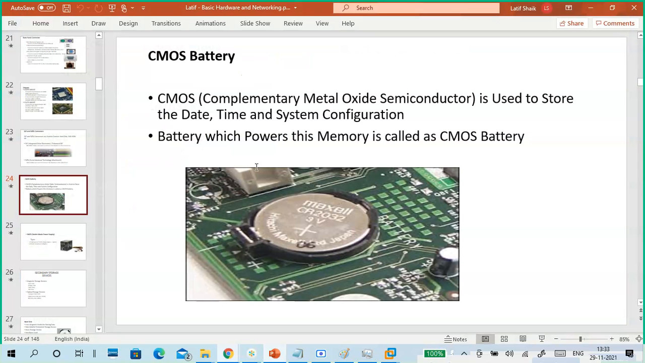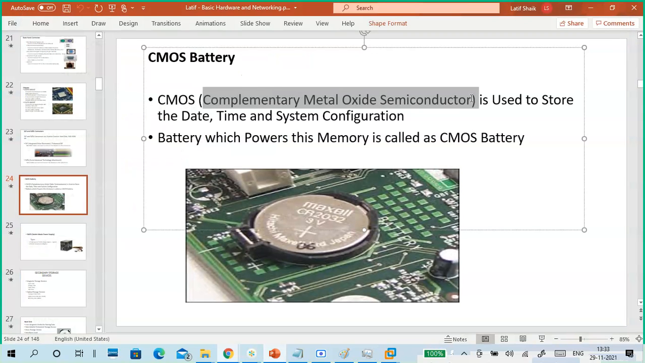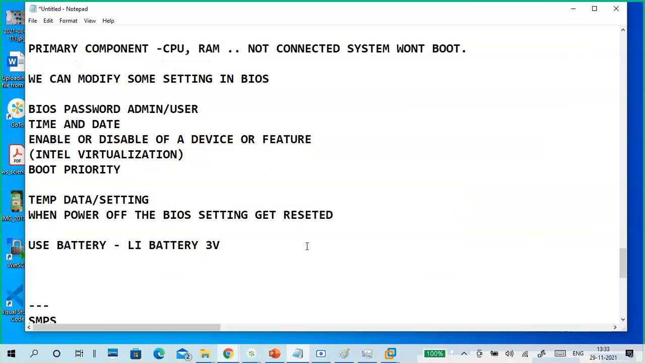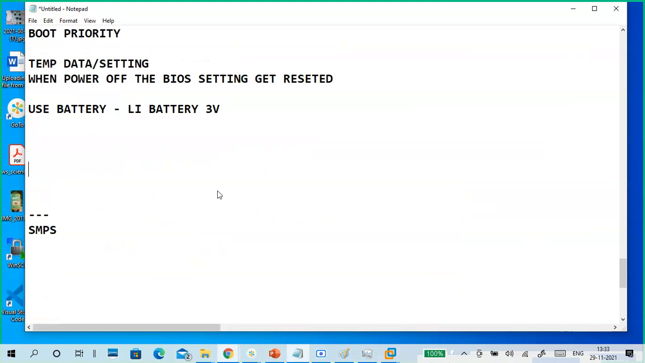A lot of people think this battery is made up of CMOS technology. Actually, no, it is not made up of CMOS technology. It is a lithium battery. Now you know the batteries, right? Like lithium cadmium batteries, LiCd, LiMH, same thing. A lithium battery is made up of lithium components only. Lithium ion batteries are there too, the same thing. But what is this CMOS?